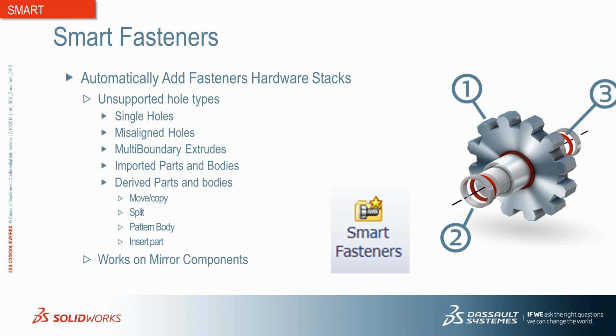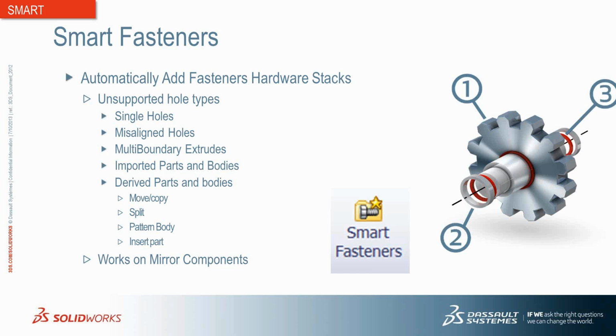In order to do this automatically, we need to understand what is not supported. It's not going to add fasteners in single holes that are not connecting more than one component. In other words, there isn't a mating hole in the component adjacent to it. It's not going to understand holes that are misaligned. For whatever reason, it's just not going to try to put a fastener in there.